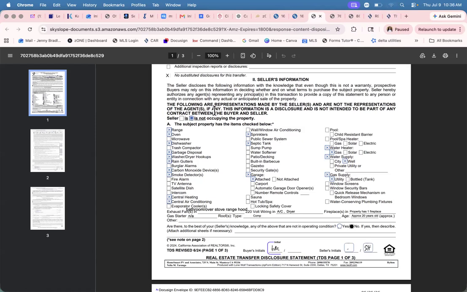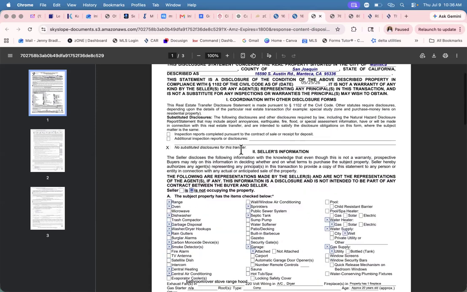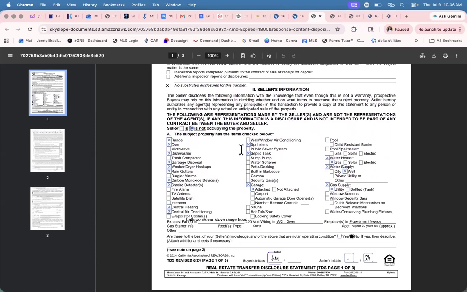Okay, perfect. So right here, seller is or is not occupying the property. Sometimes this disclosure actually does not have to be filled out. I think it doesn't have to be filled out if it's being sold through a trust, and that will, what is the word, exclude them from that.